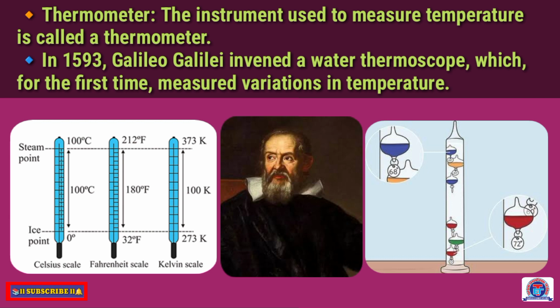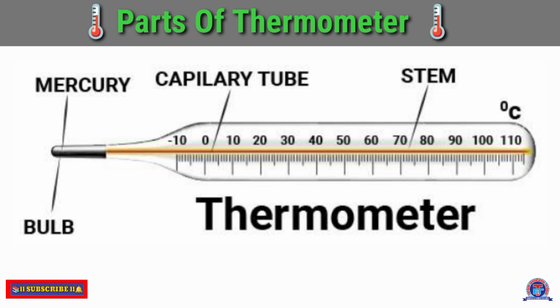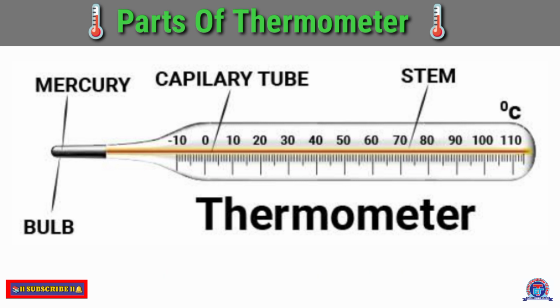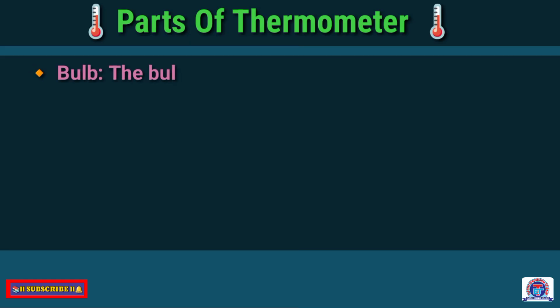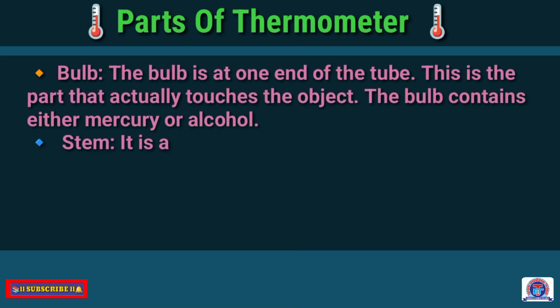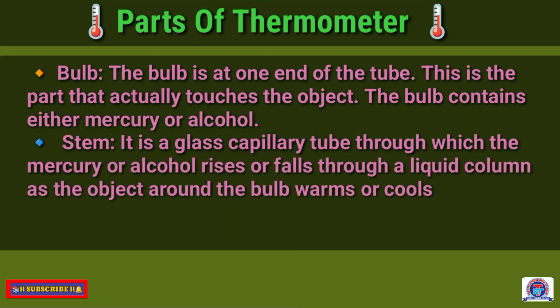Right? Now we understand the different parts of the thermometer. Here in this diagram, you can easily observe the different parts which are mentioned. Now we understand one by one the parts of this thermometer. First of all, the bulb. Bulb is at one end of the tube. This is the part that actually touches the object. The bulb contains either mercury or alcohol.